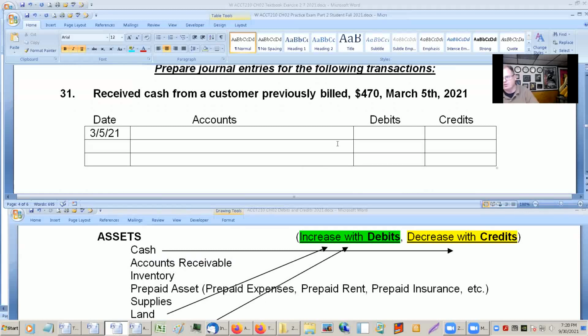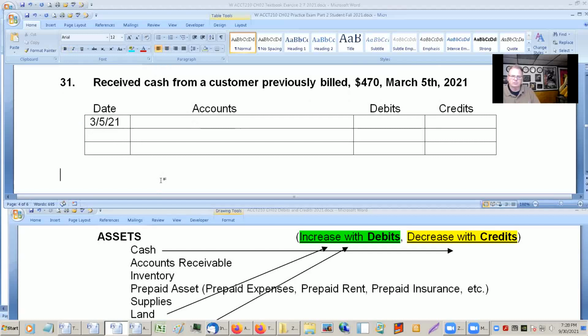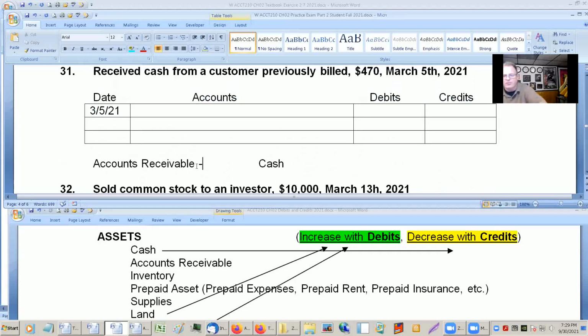This one gets missed sometimes, not tremendously, but more than some of the other ones. Received cash from a customer previously billed. What accounts? Cash from customer. Accounts receivable and cash. Good. Accounts receivable up or down? It will go down. Good. So someone owes us, that's the accounts receivable.